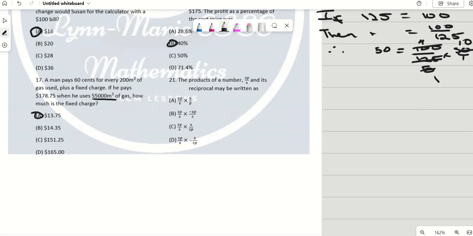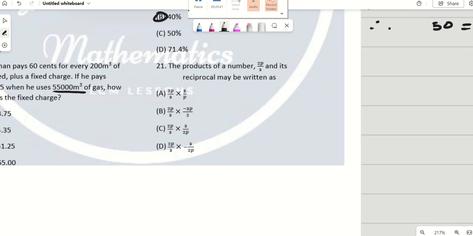Alright. So for number 21, they said the product of a number, this 2p over 3, and its reciprocal. Product means to multiply. Reciprocal just means you are flipping, right? So it would be 3 over 2p. You're not going to make it negative or anything like that. So this is the answer: 2p over 3 multiplied by 3 over 2p. Where is that? That is this here, C.